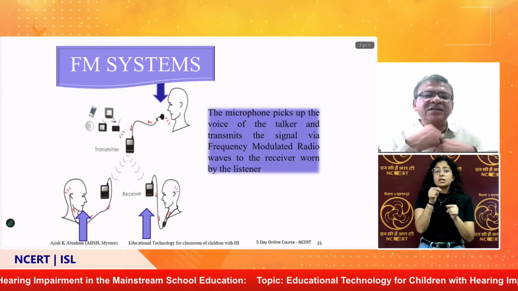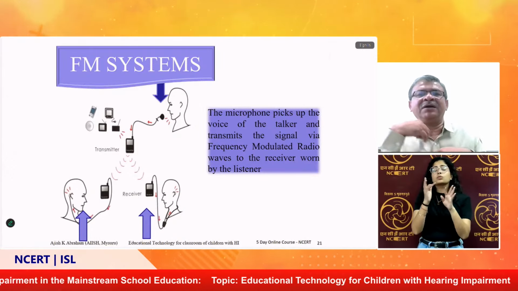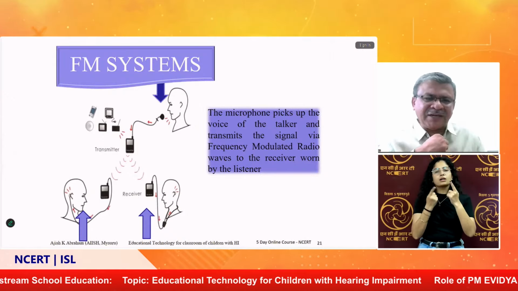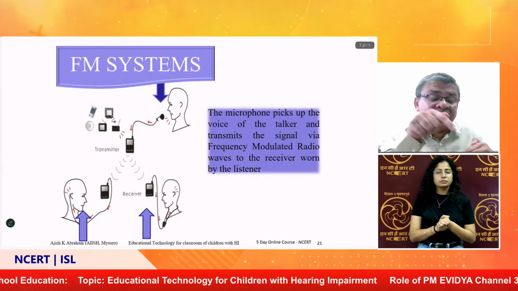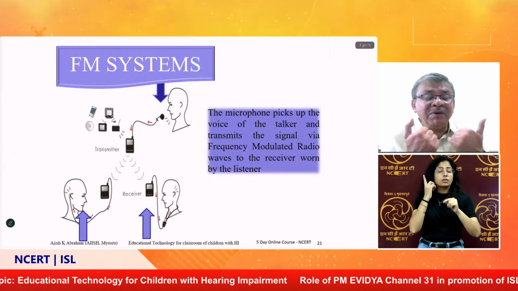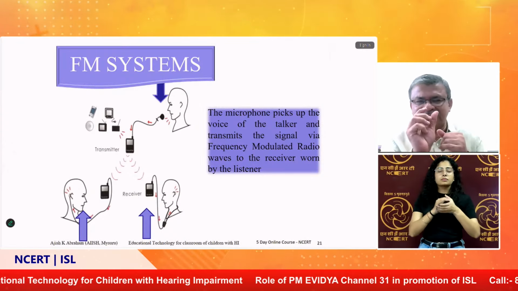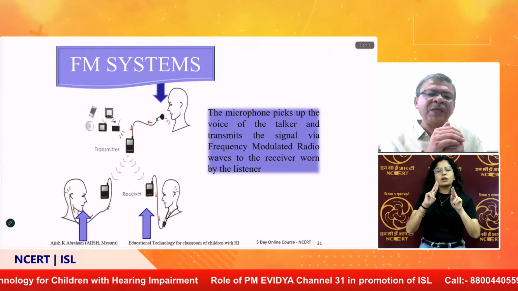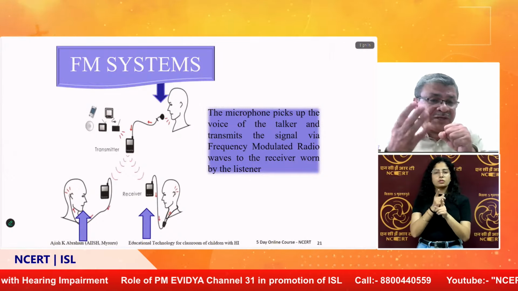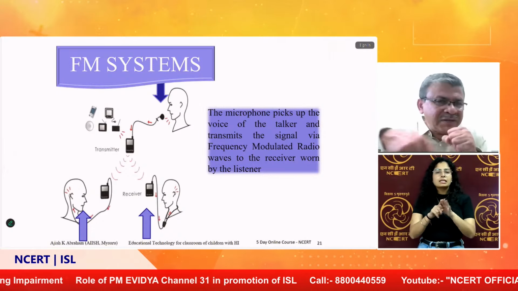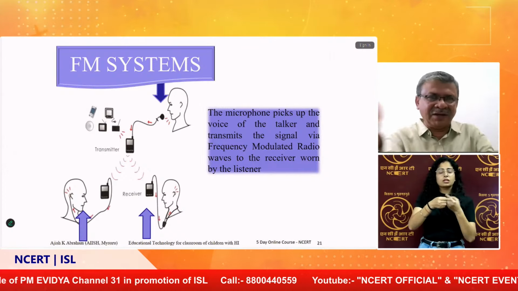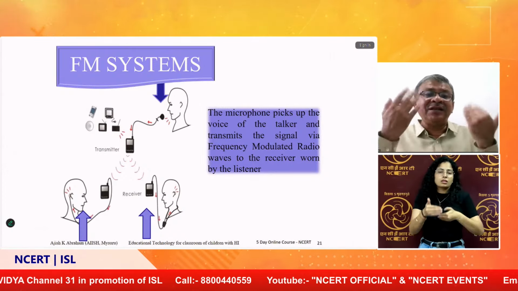Here the teacher will be the transmitter, like your 93.5 transmitter. All the children sitting in the classroom with hearing impairment will be wearing a small radio set which we call an FM receiver. Whatever the teacher speaks will be transmitted like in a radio station, but the range is very limited. The range of the system is only 30 feet. That means it covers only that classroom, so the children can pick up.